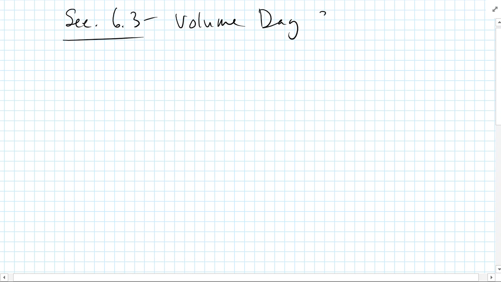So today we're going to finish. We're going to not finish. No, we're not finished. We're going to continue with section 6.3, which is volume. Day 1 was volume by cross sections. Day 2 was disc method. Day 3 is washer method.